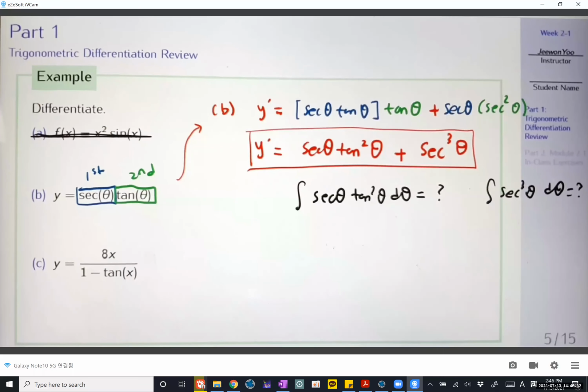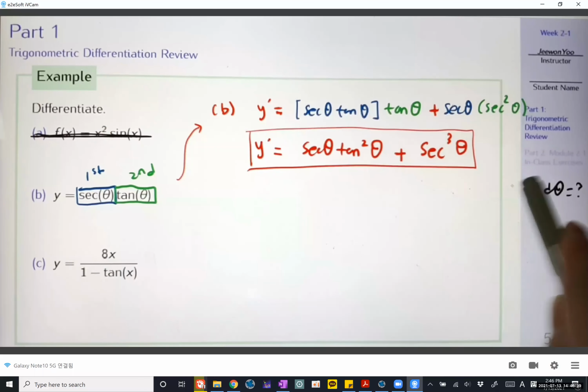All right, so that's about it, everyone. And then here's our future. We're going to find the integral of this, integral of that. Okay, that's in week 4.